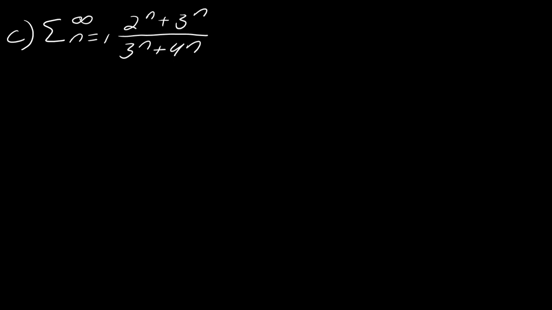Okay, so here's a case where my denominator's a little bit more complicated. This could be a little bit more tricky to set up a direct comparison with. So in this case, I've got 2 to the n plus 3 to the n over 3 to the n plus 4 to the n. I think it would be easier to try the limit comparison test.